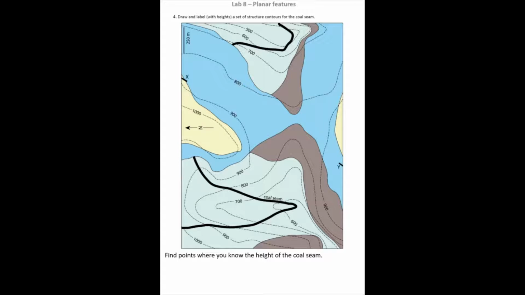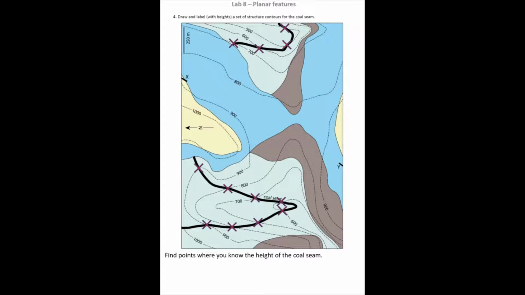Okay, next it's asking us to draw and label with heights a set of structure contours for the coal seam. So again, just like we did, we find all of the points along the coal seam where we know the height of it, so wherever that coal seam crosses a topographic contour. And we mark all of those on like so, and then we got some on the other side. Yeah, that's all of the places.